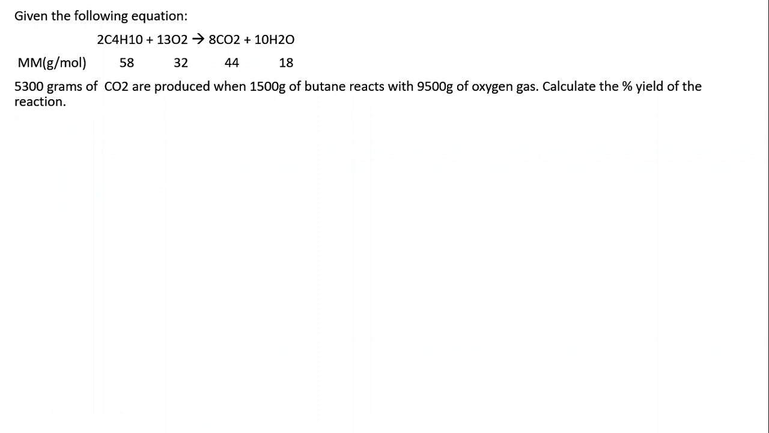So here we're given a combustion reaction. It says that 5,300 grams of CO2 are produced when 1,500 grams of butane reacts with 9,500 grams of oxygen gas. Calculate the percent yield. So first off, percent yield is a ratio between the actual and the theoretical. So it's actual over theoretical times 100.